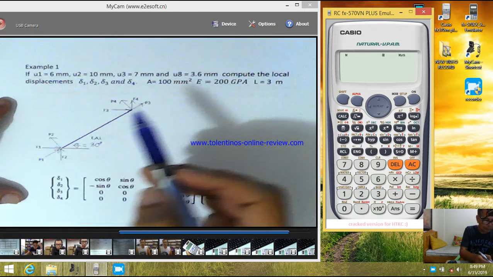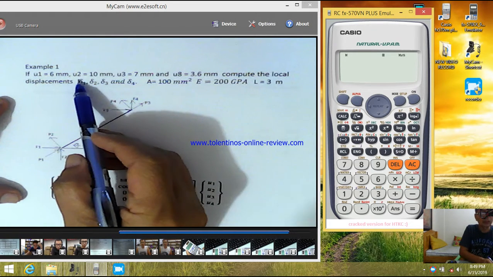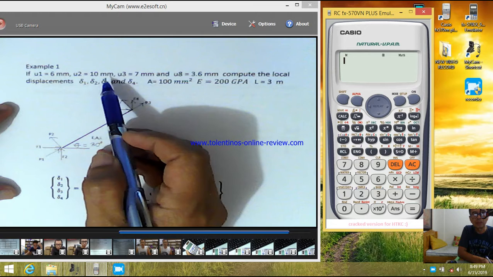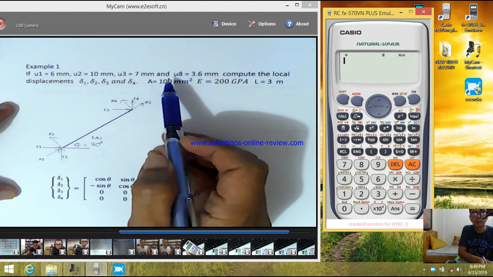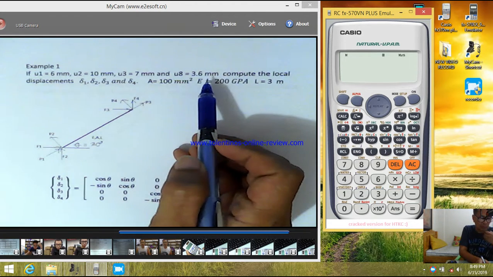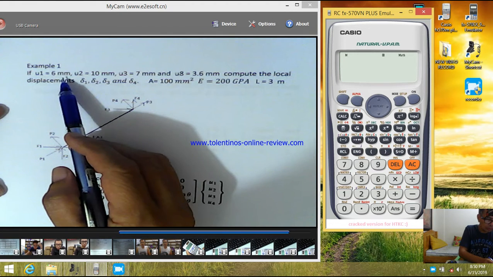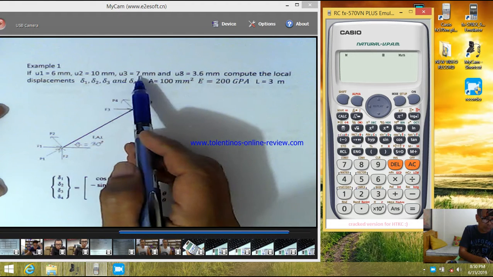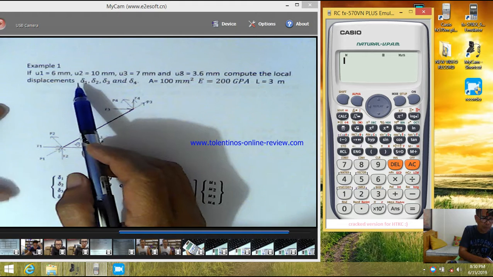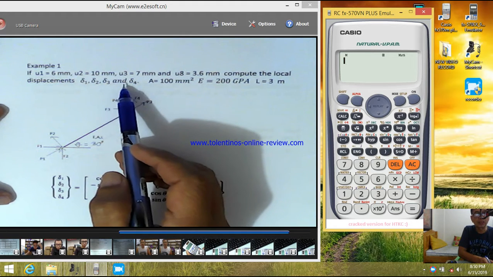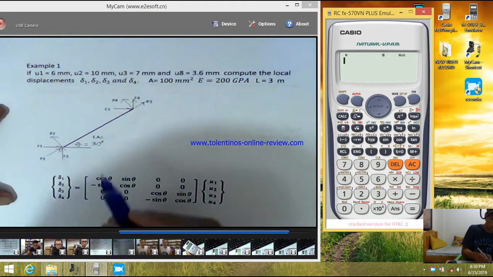Given U1 is 6 mm, U2 is 10 mm, U3 is 7 mm, and U4 is 3.6 mm. Positive, so U1 is to the right, up, to the right, up. Compute the local displacements delta 1, delta 2, delta 3, delta 4.